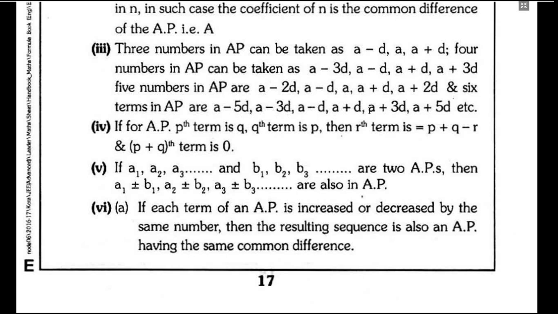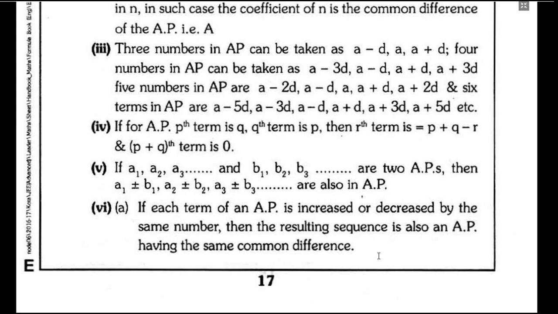Five numbers in AP are a minus 2d, a minus d, a, a plus d, a plus 2d, and six terms in AP are taken as a minus 5d, a minus 3d, a minus d, a plus d, a plus 3d, a plus 5d, etc. If for an AP, pth term is q and qth term is p, then rth term will be p plus q minus r, and p plus qth term will be 0. Always remember, if pth term is q and qth term is p, then p plus qth term is going to be 0, and rth term will be p plus q minus r.